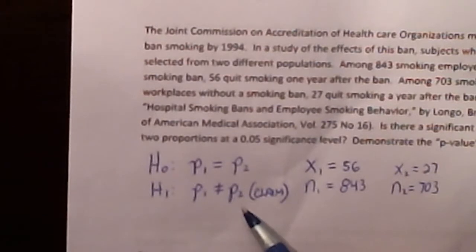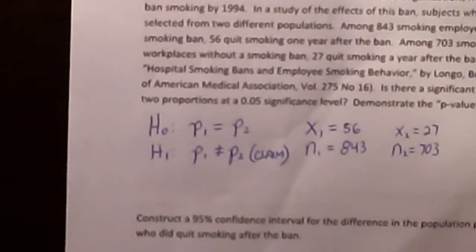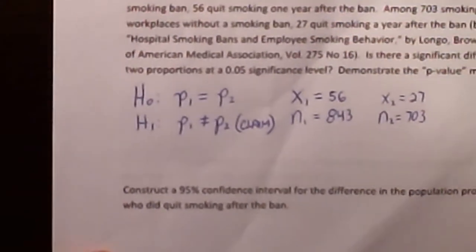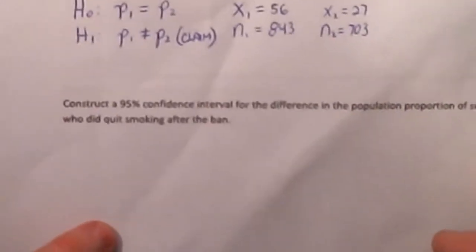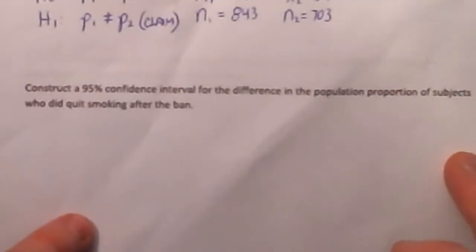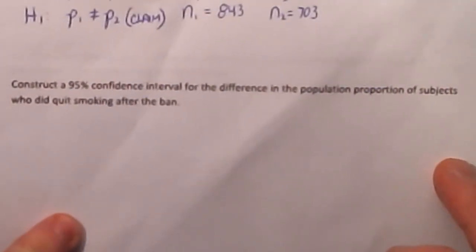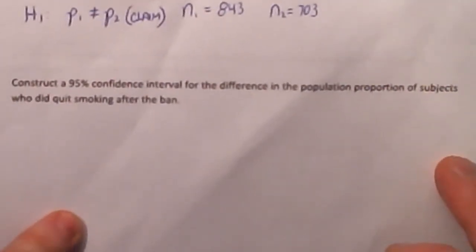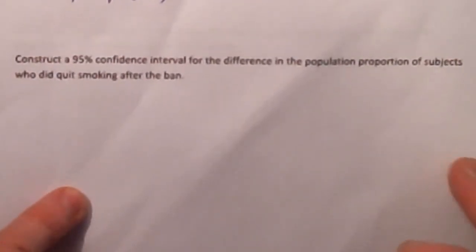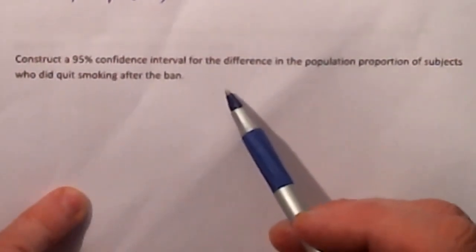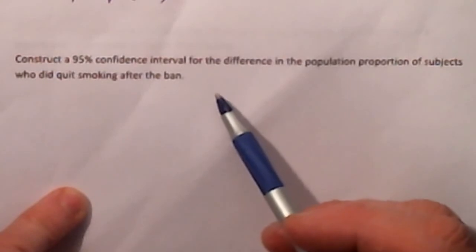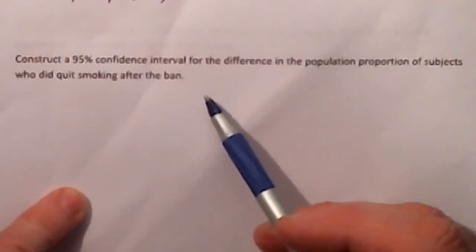So that concludes this test using the p-value method. Whenever we conduct a hypothesis test involving two population proportions, you can always also construct confidence intervals for the difference between the population proportions. And so that's the next thing we're going to do now: construct a 95% confidence interval for the difference in the population proportion of subjects who did quit smoking after the ban.